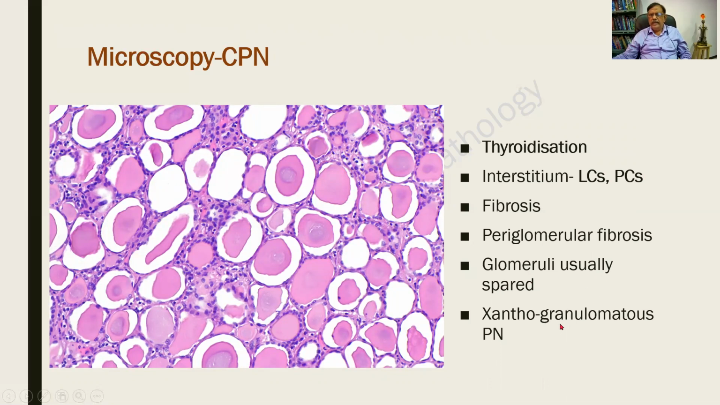Glomeruli are usually spared. In one condition, there will be foamy macrophages, which is called xanthogranulomatous pyelonephritis. Please remember these variations. A lot of questions. Thyroidization, for example, is a repeatedly asked MCQ. Even otherwise, if you write thyroidization, you get a mark over it.